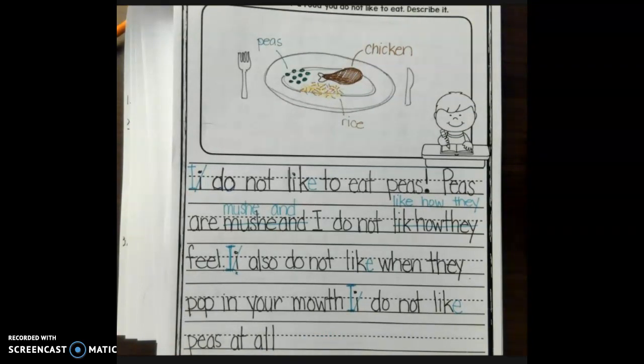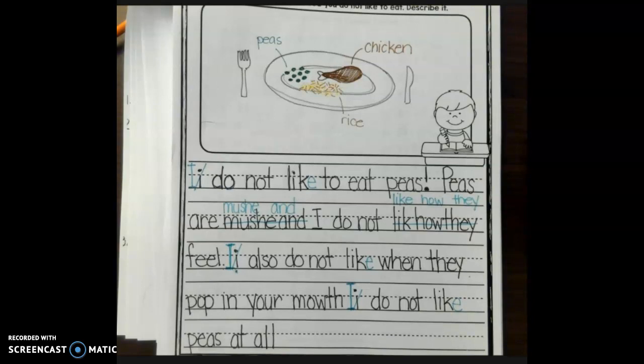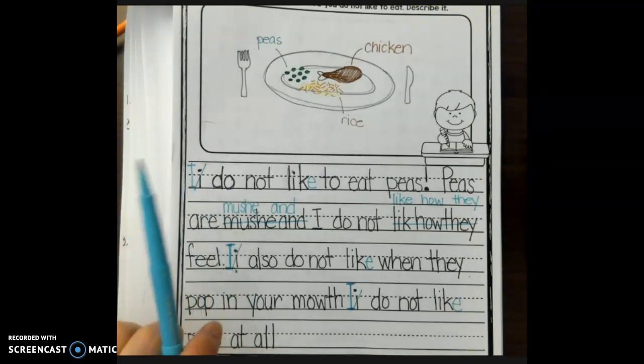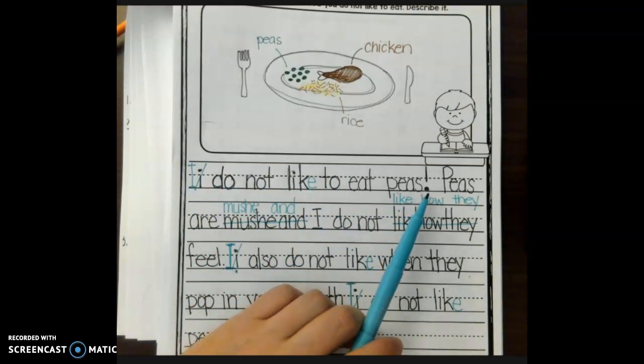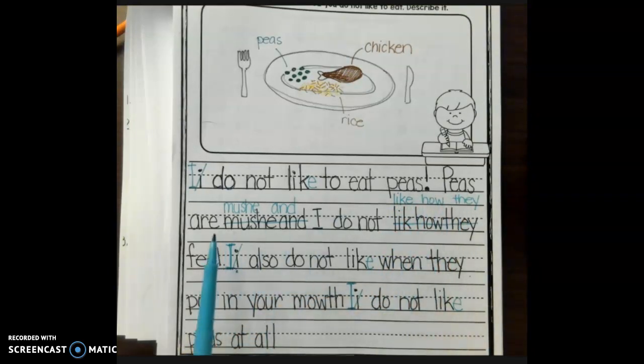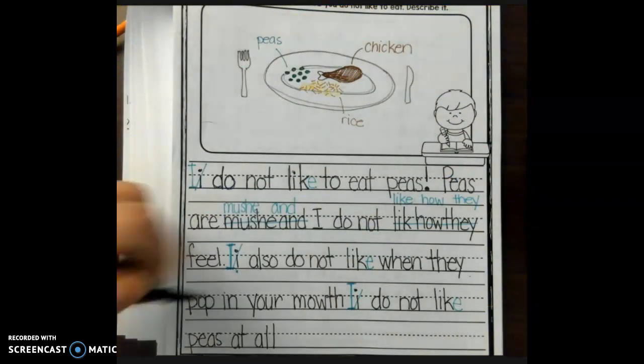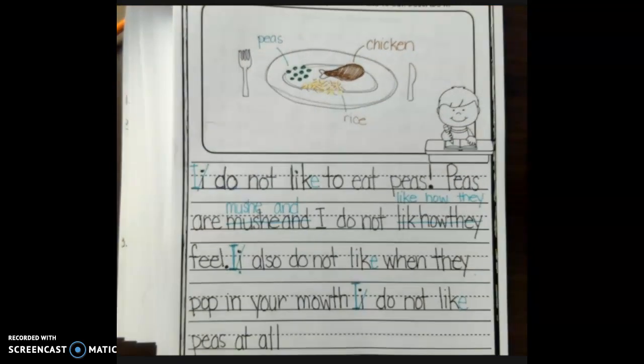Now it said I use ending punctuation. So let me just make sure. I do not like to eat peas. Exclamation point. Is that a full sentence? I do not like to eat peas. Yeah, that makes sense. Peas are mushy and I do not like how they feel. Does that make sense? Yes, it does. So that period is also fine. I'm going to make that period a little darker just because it's hard to see that it's there.